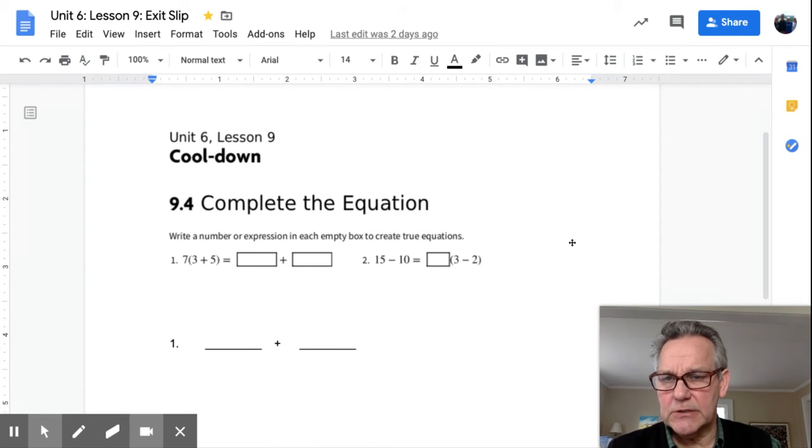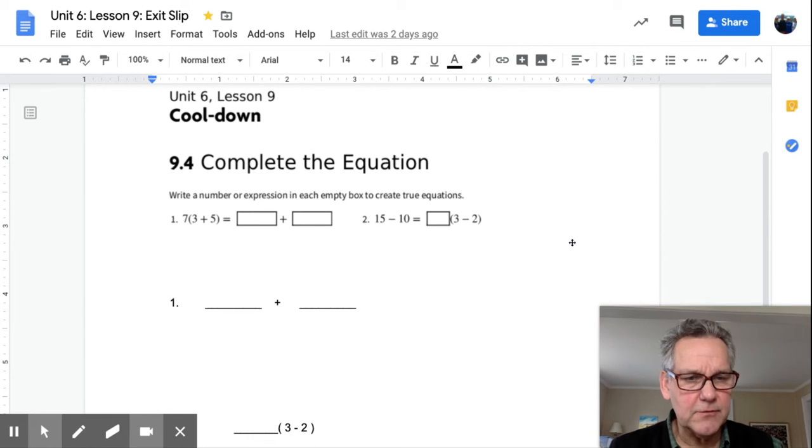So several kids are a little bit confused on the cool down for lesson 9. So I'm going to do a brief little tutorial here.